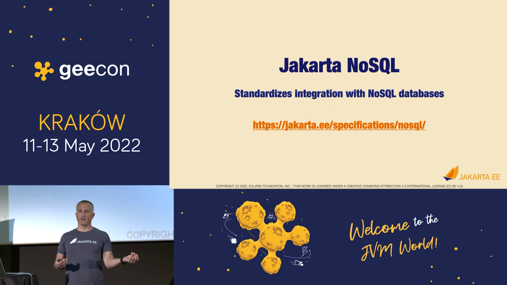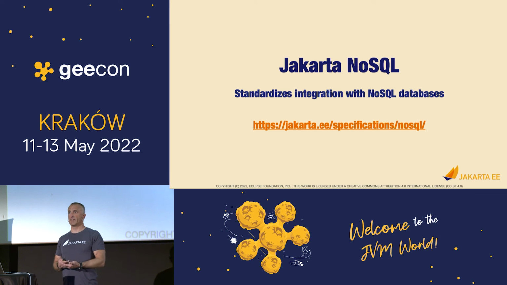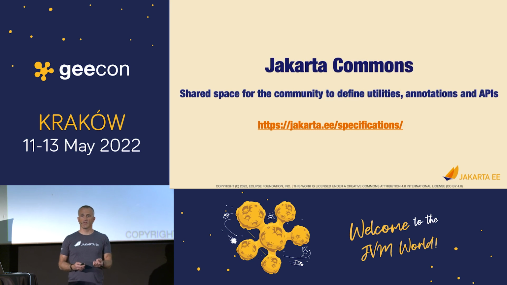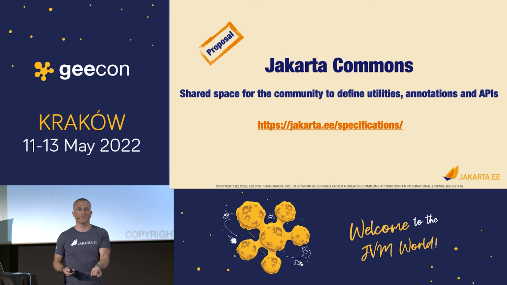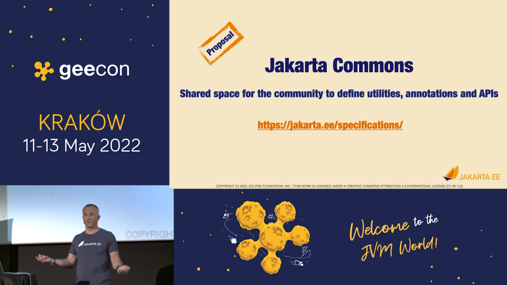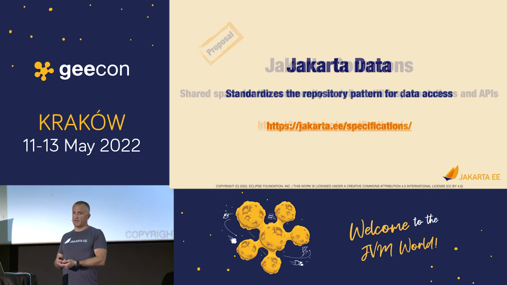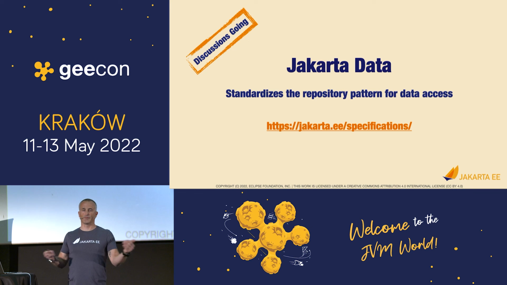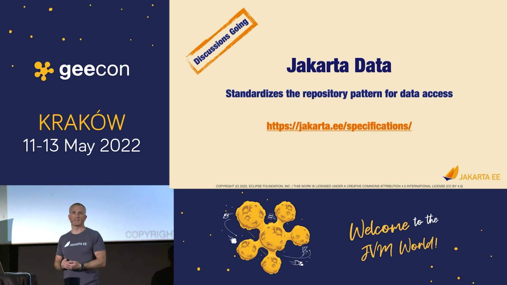Jakarta NoSQL is going on. Maybe they can have a release ready and be a candidate for 11. Jakarta RPC is a new specification that will standardize gRPC within Jakarta EE, so the work has been started. We're also looking at, or have started, a project called Jakarta Commons that will be a shared space to have annotation utilities and stuff that is used by all APIs. Not necessarily a specification. We're looking at Jakarta Data, which will standardize the repository pattern for data access. It hasn't been proposed yet, but discussions are going on.